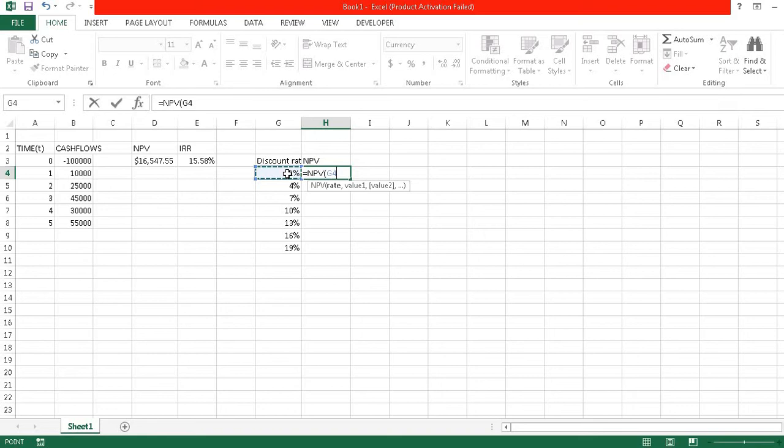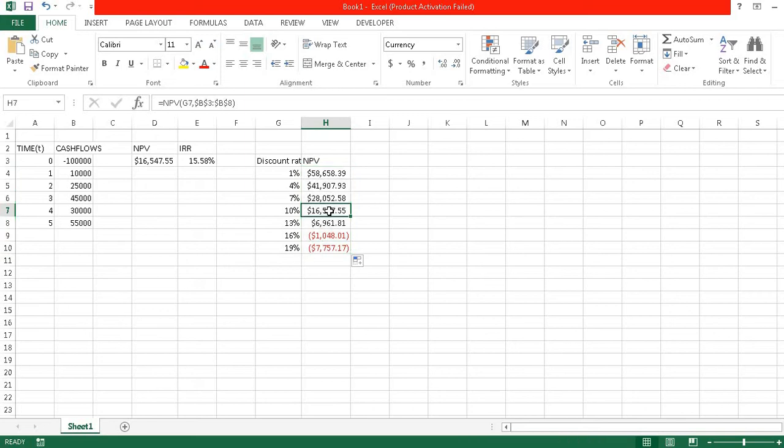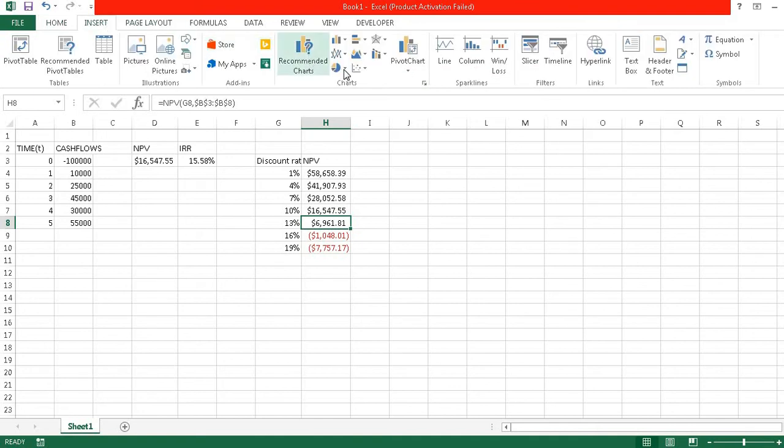NPV equal to NPV, rate. For rate we will give this reference. For value range we'll give B3 to B8 again. And now before we copy this formula, we need to freeze this range so that it does not get copied along with the formula. To freeze this range, we need to press F4. Now let's just copy this. Let's check whether referencing is correct or not. Yeah, it is correct. Let's insert a graph.